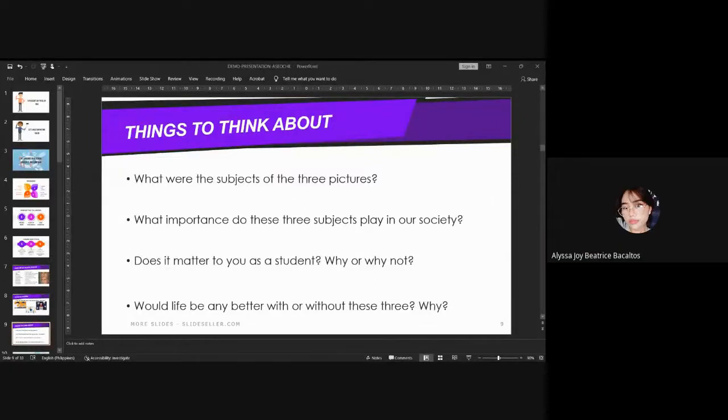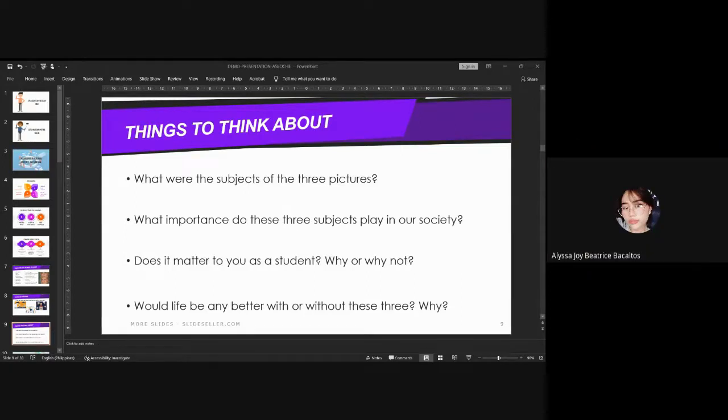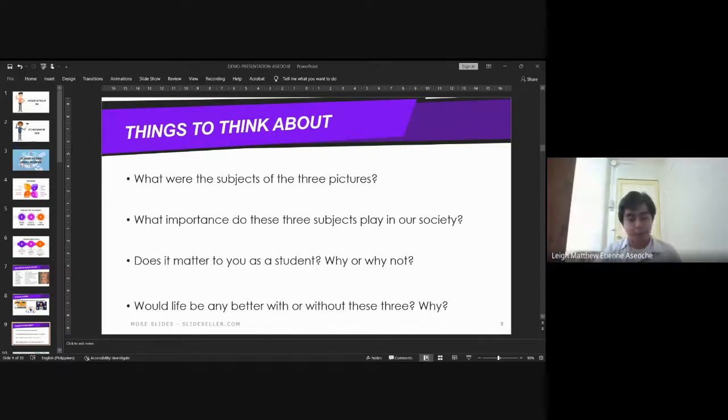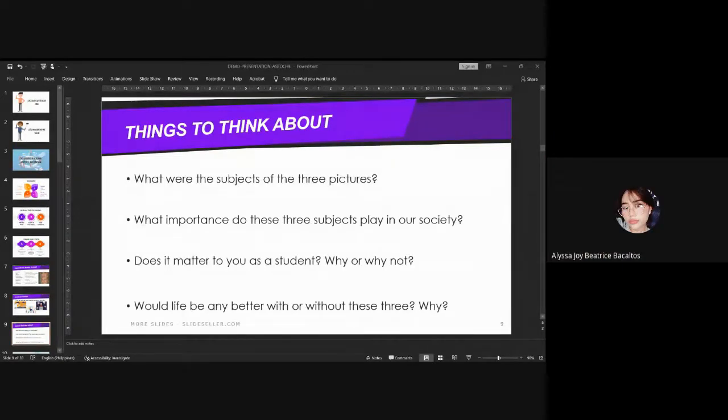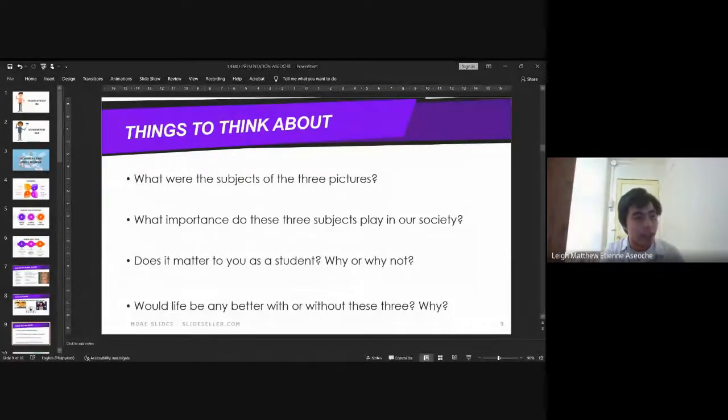Is Miss Alisa here? Yes, sir. Okay. So what do you think are the three subjects of the three pictures? They're different from each other. Okay. Sige, sige. It's all right. What about the others? Do you have any idea about what is the topic or concept of these three pictures?